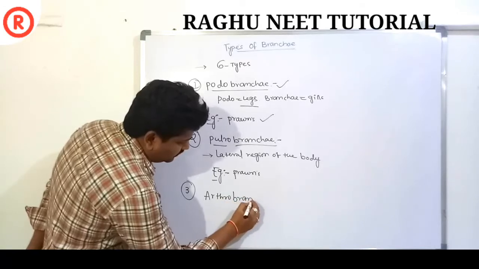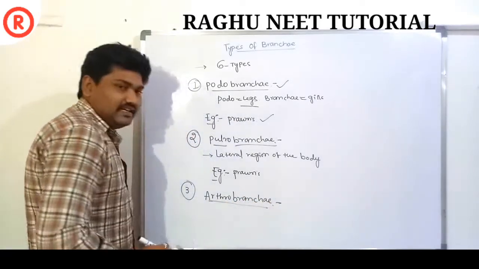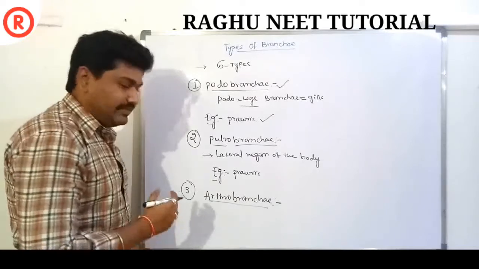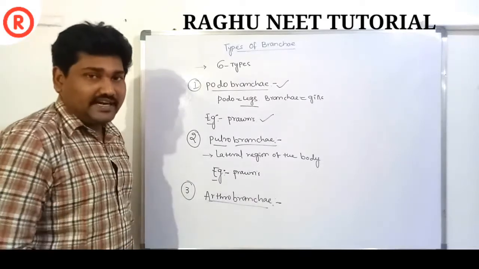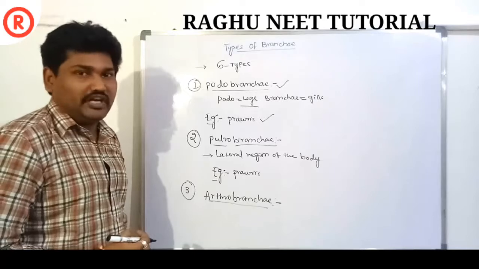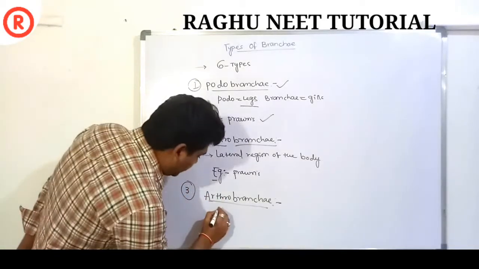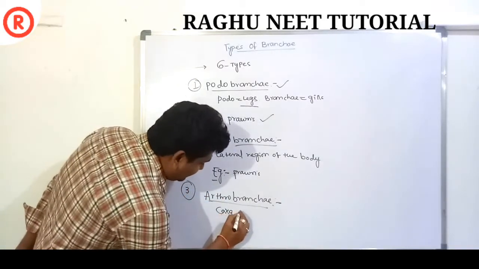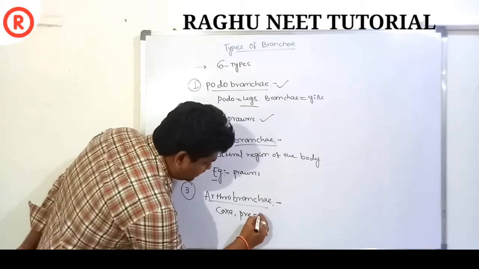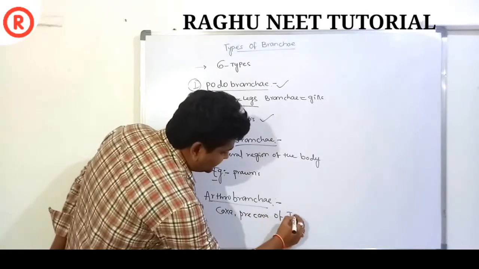What is the meaning of arthro? Arthro means joint, branchiae means gills. These gills are located in the joint region. Example, the coxa and precoxa region of the joints. They are located in the coxa and precoxa of the joints.